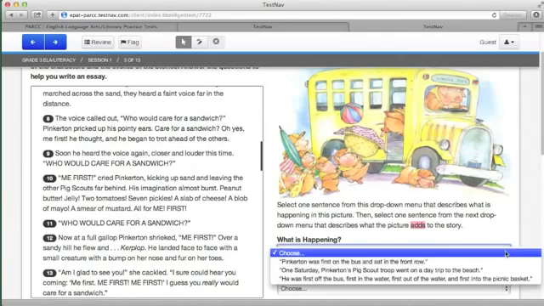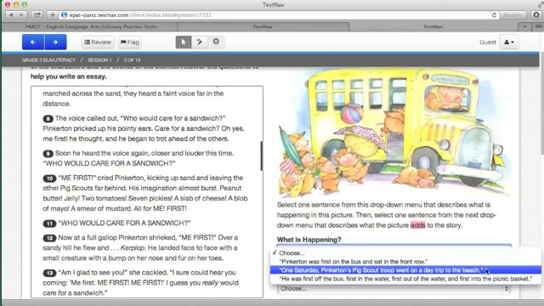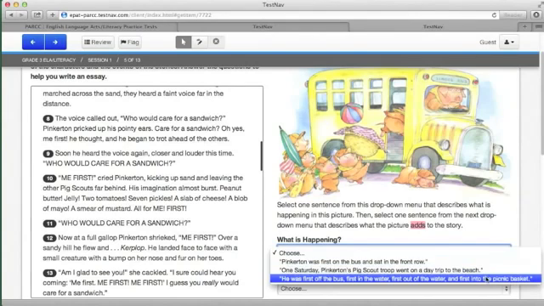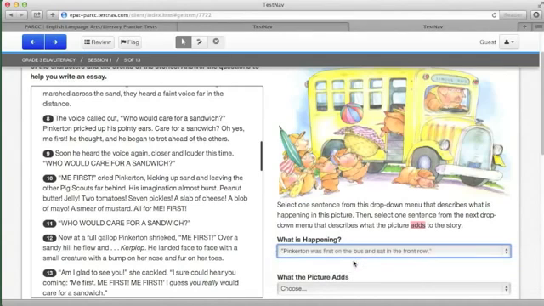For the first one, it says Pinkerton was first on the bus and sat in the front row. One Saturday, Pinkerton's Pig Scout troop went on a day trip to the beach. He was first off the bus, first in the water, first out of the water, and first into the picnic basket. Well, as we can see, clearly he's jumping on the bus, knocking everybody out of his way. He is the first on the bus and sits in the front row.